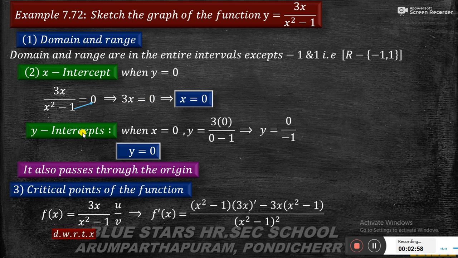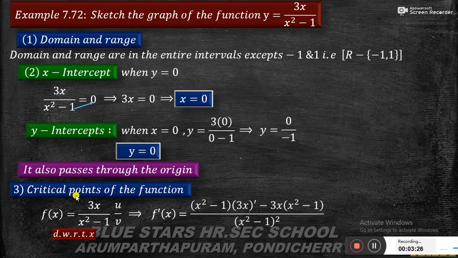The next step, the y-intercept. For the y-intercept you take x equal to 0. I substitute x equal to 0 in the function y equal to 3x by x square minus 1. That gives 3 of 0 by 0 minus 1, which is 0 by minus 1, so 0. We got the answer 0, because x equal to 0 gives y equal to 0. So the graph passes through the origin.